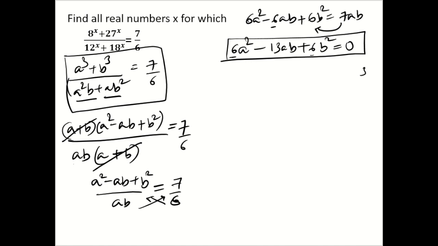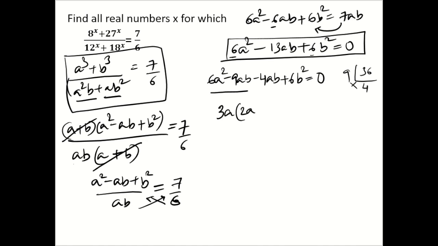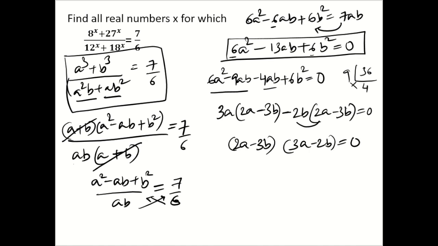So 6 into 6 is 36. I can write 36 as 9 into 4 equal to 36. So this is nothing but 6a square minus 9ab minus 4ab plus 6b square equal to 0. Here in the first term, I'll take 3a as common. So 3a into 2a is 6a square, minus 3a into 3b is 9ab. I'll take a minus common here. Minus, I'll take 2b as common here, which becomes 2a minus 3b equal to 0, because 2b into 2a is 4ab and 2b into 3b is 6b square. So further take 2a minus 3b as common and it becomes 3a minus 2b equal to 0.